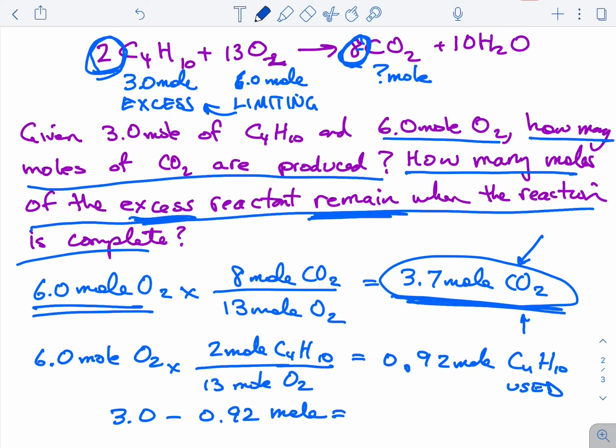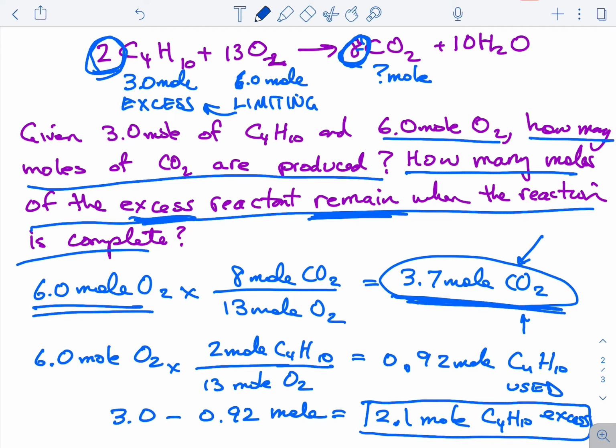All right. And for significant digit reasons that are not super important, but I'm trying to be more correct here, the answer here is 2.1 moles. If I haven't gone over this with you, we'll talk about it some other time. But this is going to leave 2.1 moles of the C4H10 in excess. All right, so that's how much is left over after the calculation.